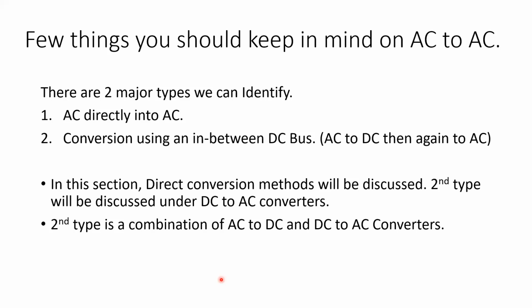When it comes to AC to AC conversions, there are two major types. The first one directly converts the AC voltage of the power supply into another AC supply. So it directly converts AC directly into AC. And then the second type uses an in-between DC bus.